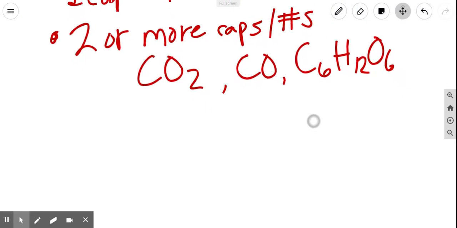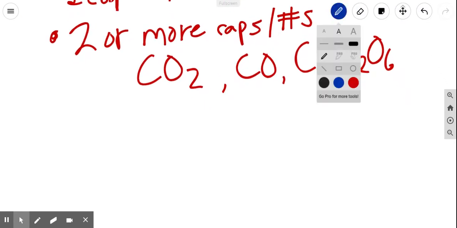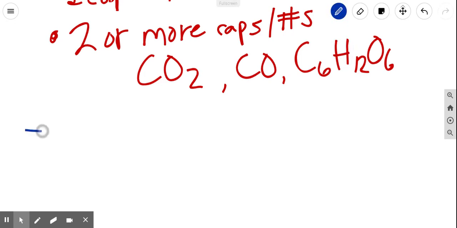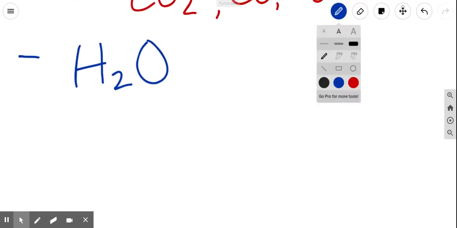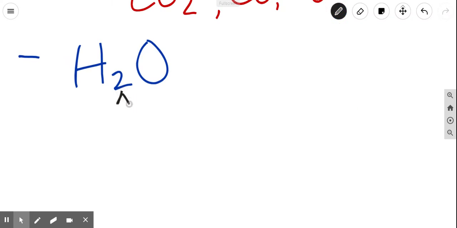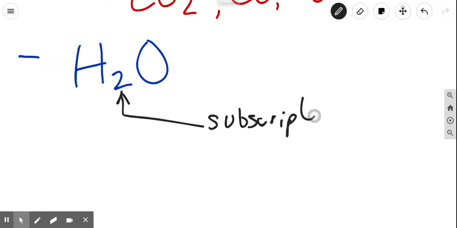So what we have with compounds is we have whole number ratios. So the formula for water is H2O. Some basic vocabulary for you. This little guy down here, this number, is called a subscript because it's written at the bottom. If there is no subscript present, the number is going to be referred to as 1.